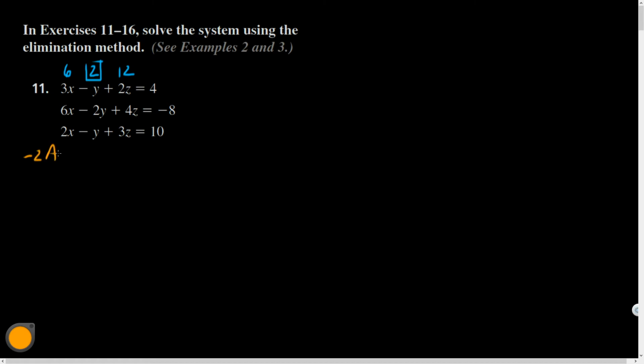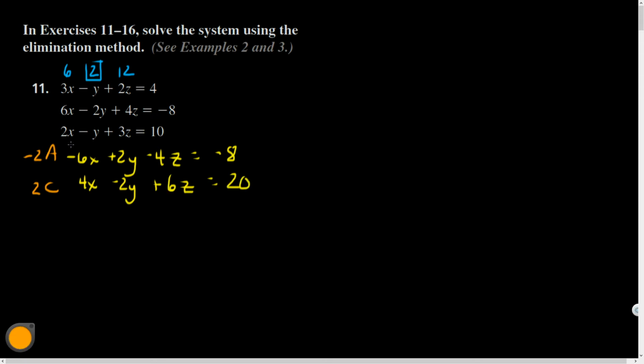So I'm going to multiply this negative 2a. And tell you what, I'll do 2c, plain old 2c. So negative 2 times a, I'd get negative 6x, positive 2y, minus 4z, and negative 2 times 4 is negative 8. And then the bottom row, multiplying by 2 in order to get the 2y's there. This equation, by the way, already had a negative 2y. So 2 times 2x is 4x, minus 2y plus 6z equals 2 times 10 is 20.